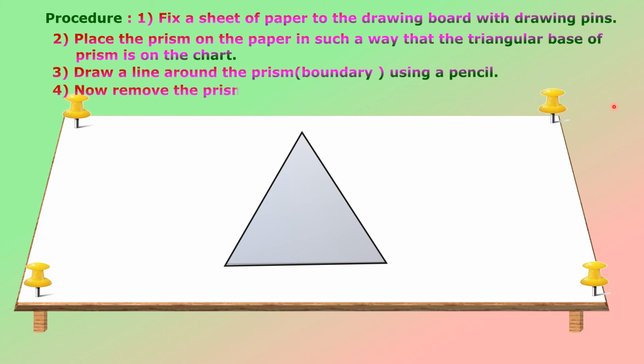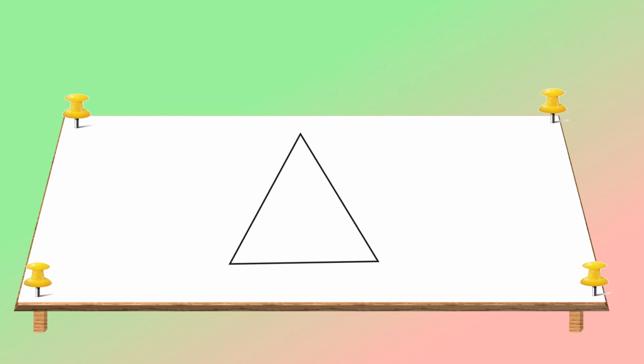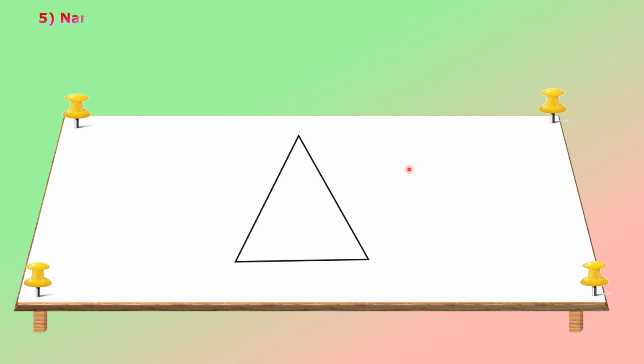Now we have to remove the prism. After drawing the outline, we have to remove the prism. The shape of outline is a triangle. I have removed the prism. Now you can see, this is the outline of the prism. Let us name its vertices as P, Q and R.